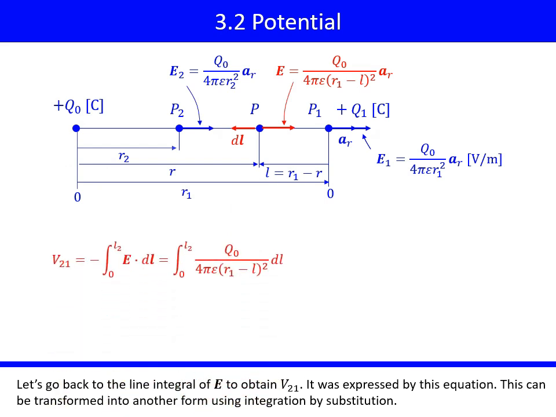Let's go back to the line integral of E to obtain V21. It was expressed by this equation. This can be transformed into another form using integration by substitution.